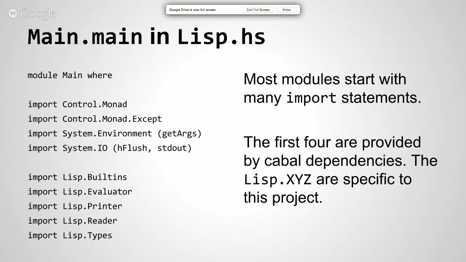Most modules start with import statements. So as I look through Lisp.hs, or as you look through it if you have the code, you'll see a bunch of import statements. First, we've got the standard library, Control.Monad, and so on. And then we have all the Lisp stuff that is specific to this project, like Lisp.Builtins, Lisp.Evaluator, and so on and so on.